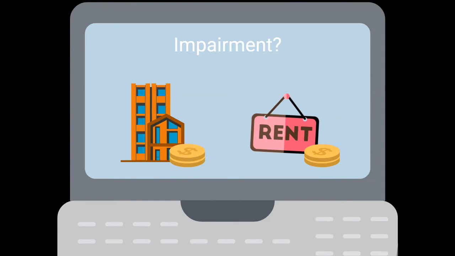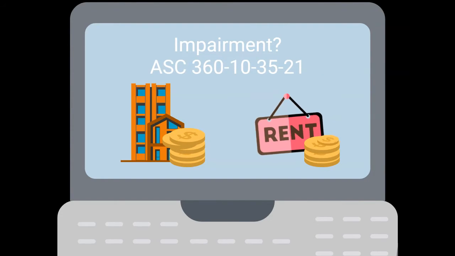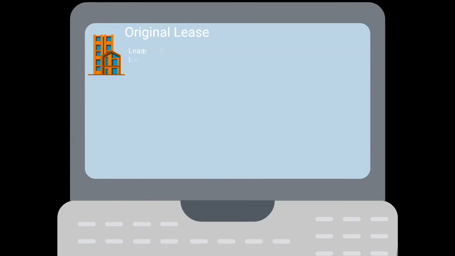You would need to consider if the right-of-use asset is recoverable in accordance with ASC 360-10-35-21. Lucky for us, the sublease is for our exact rent amount. Oh great, that makes the impairment assessment a lot easier. Agreed, but I still have a question on how we would account for the lease income.